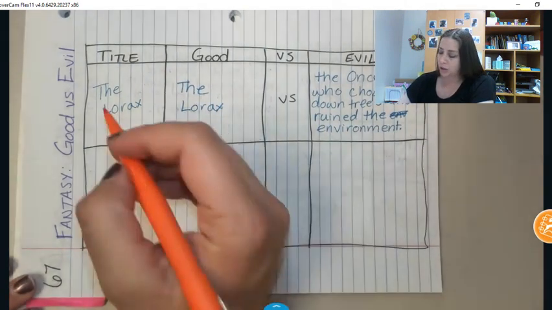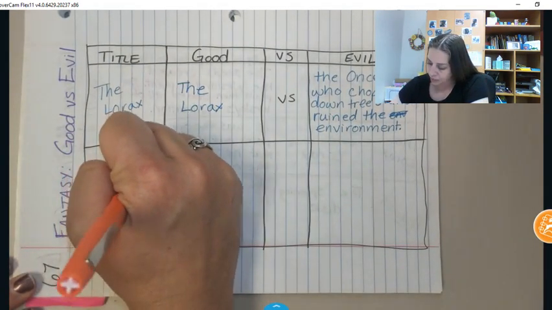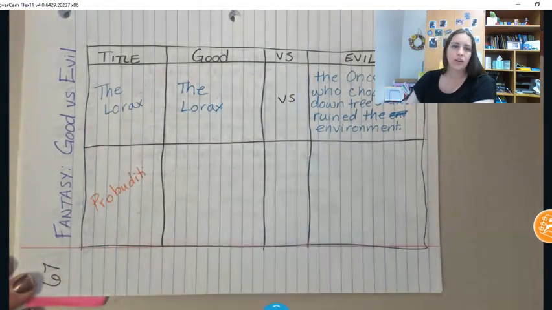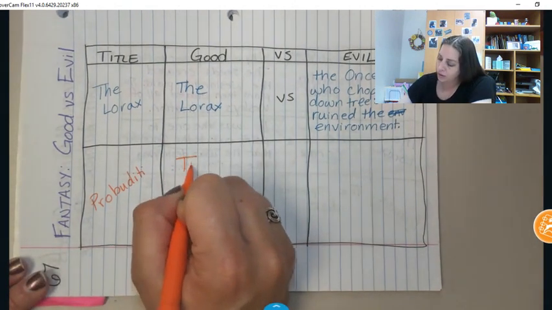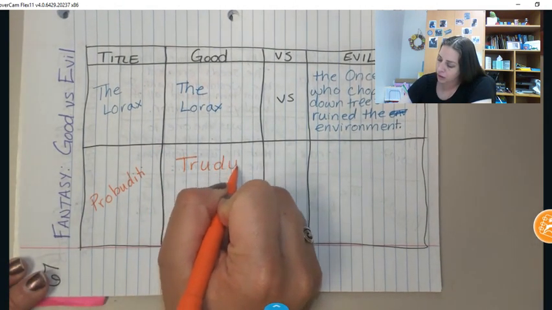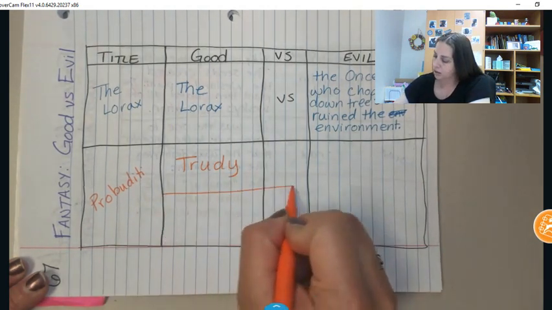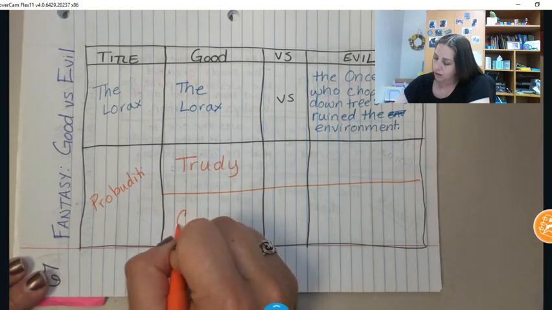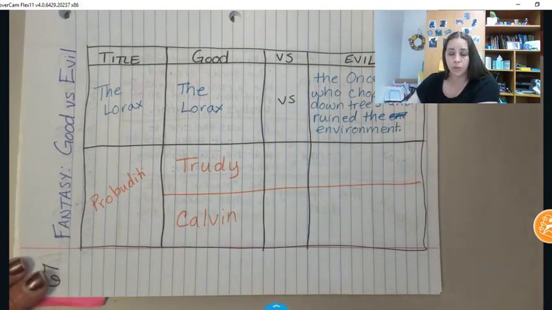It's actually going to be Probabilidy. So here is Probabilidy. And we're looking at who the good character is in Probabilidy. And we actually have two main characters. We have Trudy, and we also have Calvin. And our good character was Trudy.